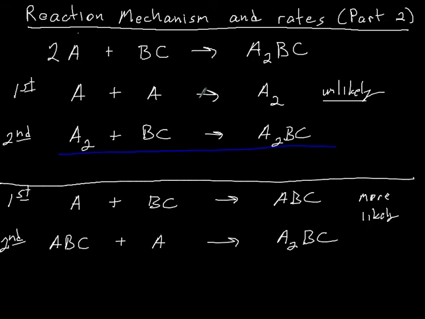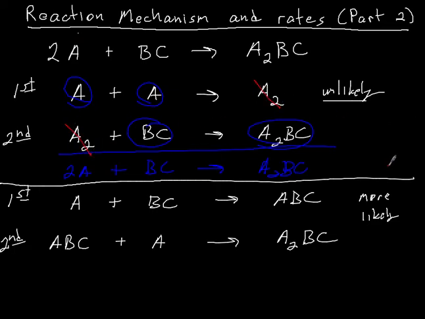As an example, in the first two-step mechanism that we did, on the left side, the reactant side, we have 2 A particles and a BC particle, and we produce an A2BC particle. The intermediate A2 is on both sides, and so they cancel. So the two mechanism steps sum to the overall reaction. You can check this other mechanism as well to make sure that it's right.